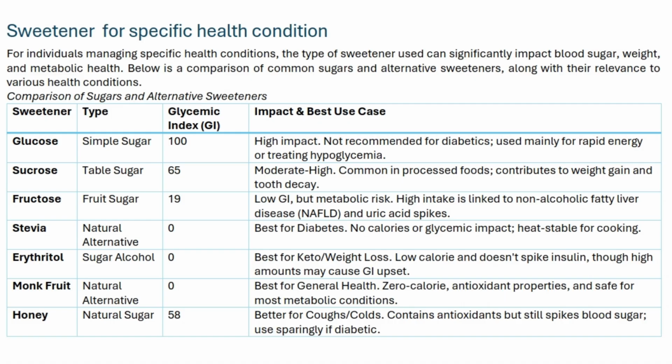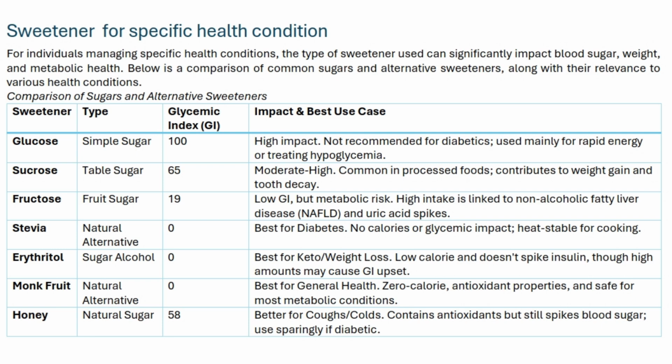Sucrose, or table sugar, has a moderate-high GI of 65 and is prevalent in processed foods, contributing to weight gain and dental issues. Fructose, while having a low GI of 19, poses metabolic risks. Excessive consumption is associated with non-alcoholic fatty liver disease, NAFLD, and increased uric acid levels.